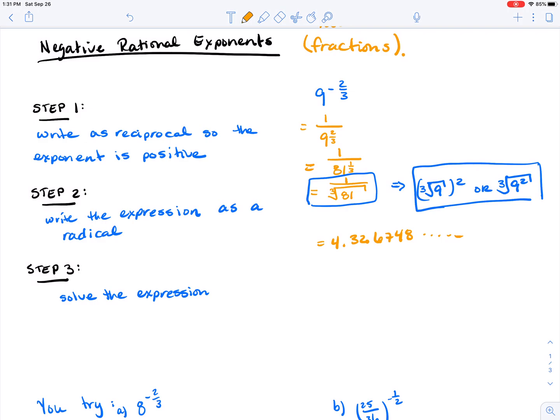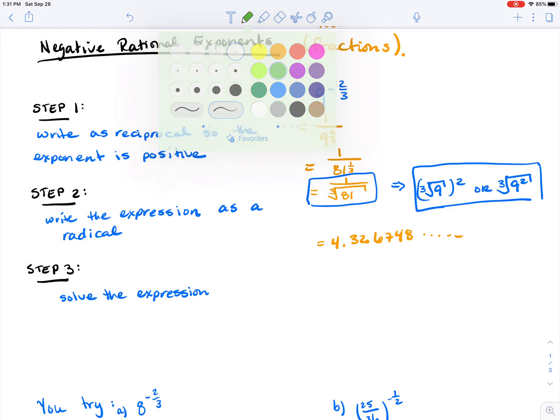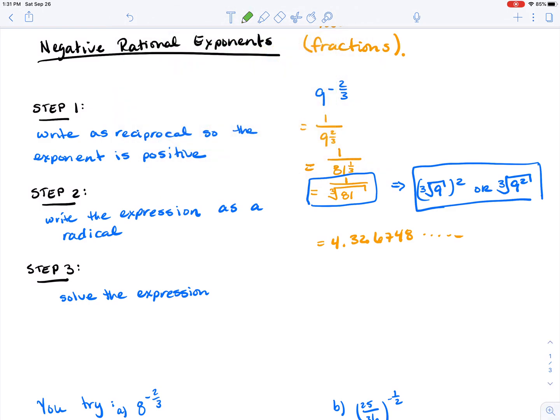So let's look at one that is a little easier to solve without having to use a calculator. Let's look at the expression, and we're going to follow the steps. We're going to look at 16 over 25, all to the exponent negative 3 over 2. The first thing I'm going to do is write it as the reciprocal, so the exponent is positive. So that equals 25 over 16, and 3 over 2 is the exponent.